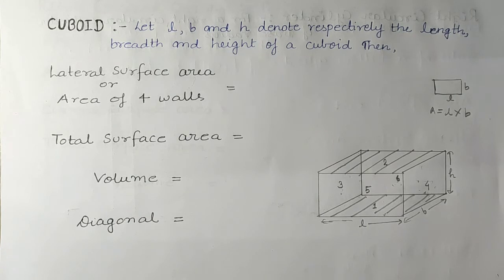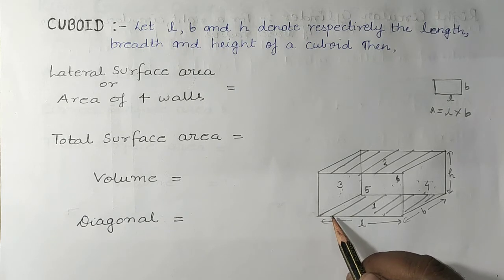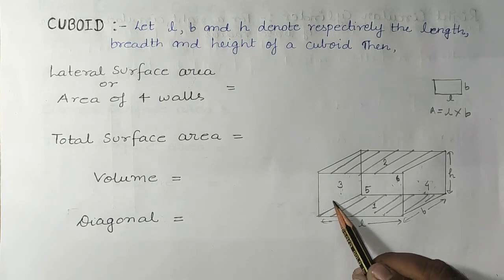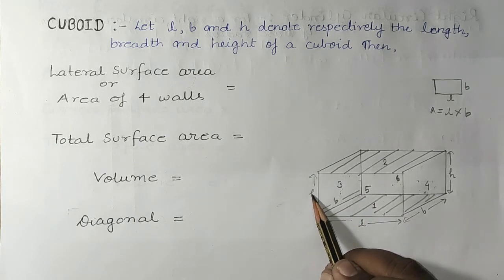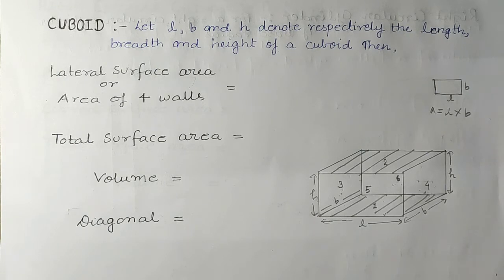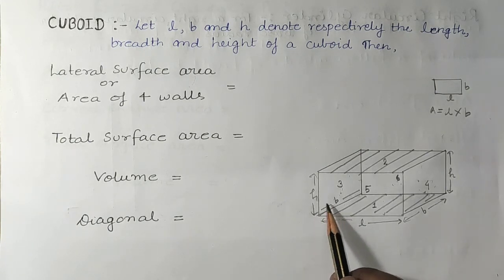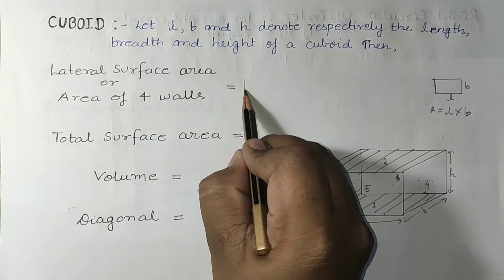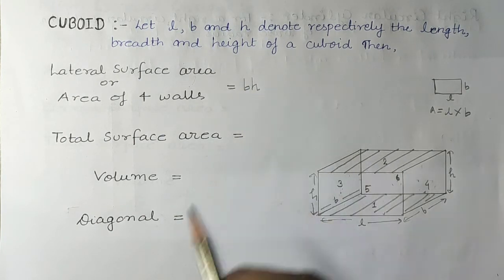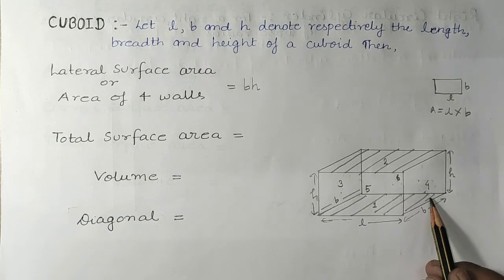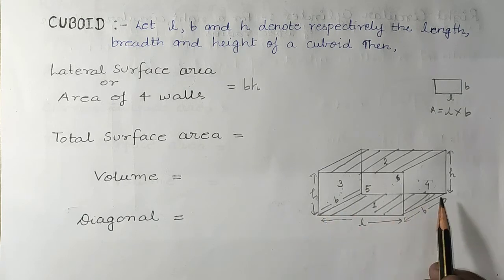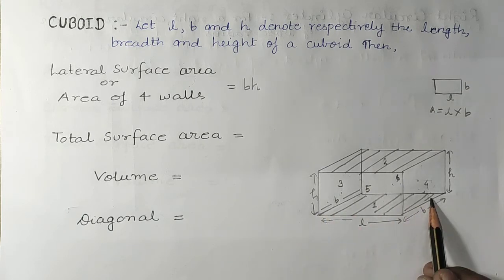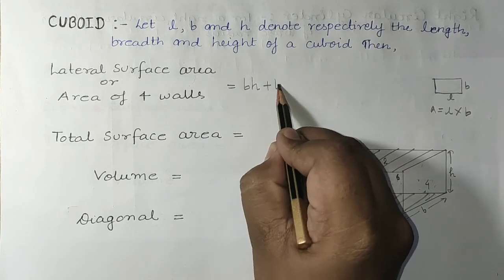Firstly we'll calculate the area of surface 3. See, in surface 3, what are the dimensions? This is your breadth and this is your height. So what will be the area of surface 3? It will be breadth into height. So the area of surface 3 is breadth into height. And what will be the area of surface 4? This is just opposite to surface 3, so it will also have the same area as 3. So this is also b h.